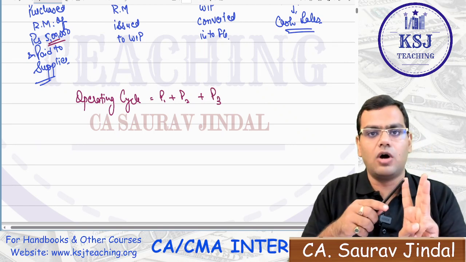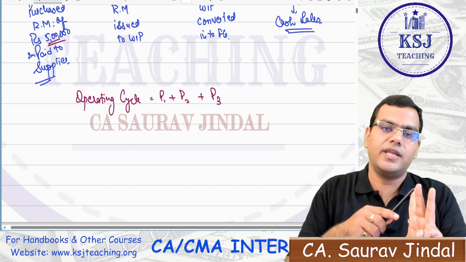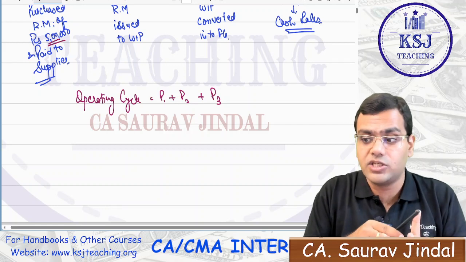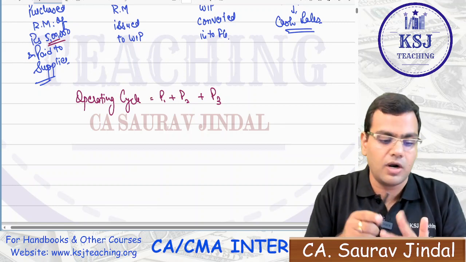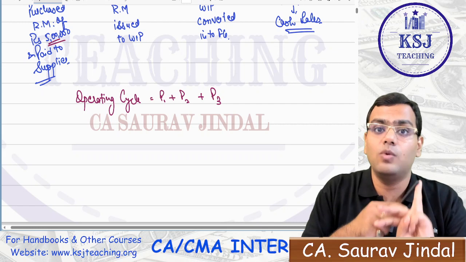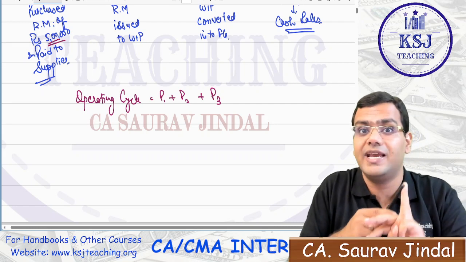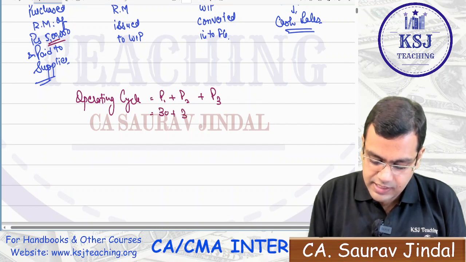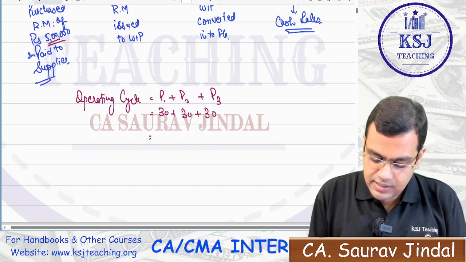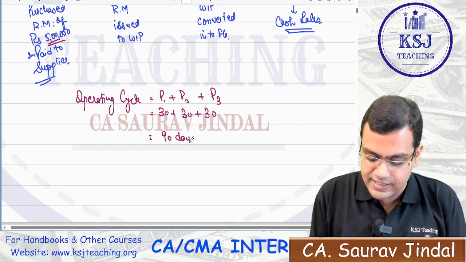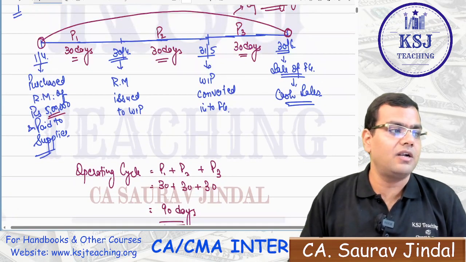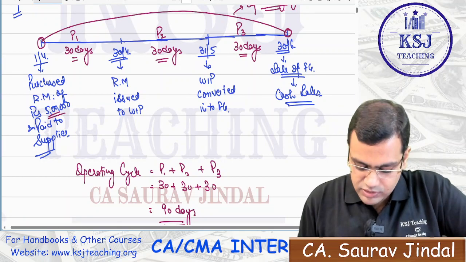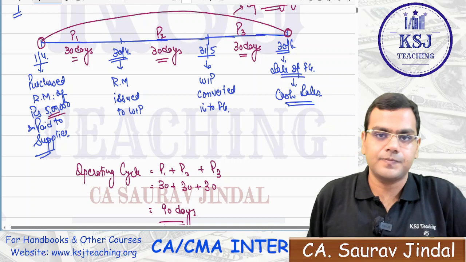One, during which the raw material is stored in the factory, it is not yet issued to the production. Number 2, when it has been issued to the production but it is not yet converted into finished product. Number 3, when it has been converted into finished product but not yet sold, right? So it is 30 plus 30 plus 30. This is 90 days. Now for these 90 days, you require the working capital to meet your day-to-day expenses. Clear? Any doubts in this particular part?